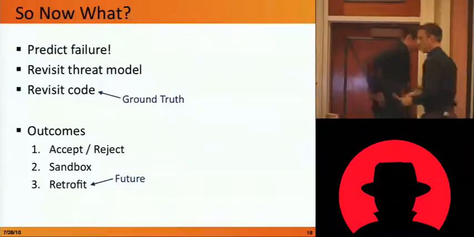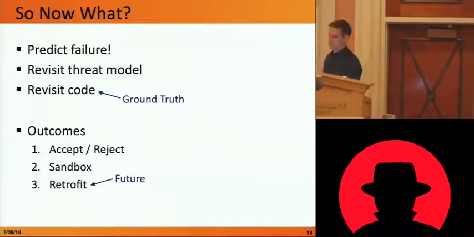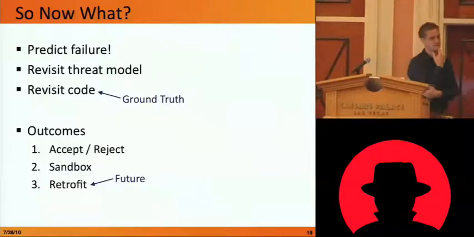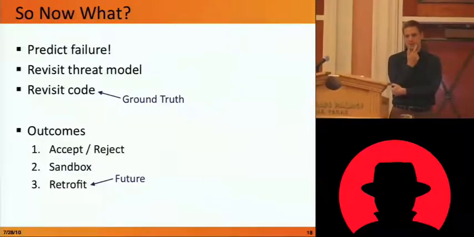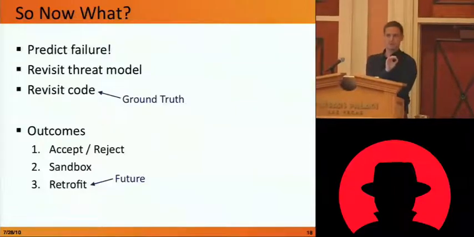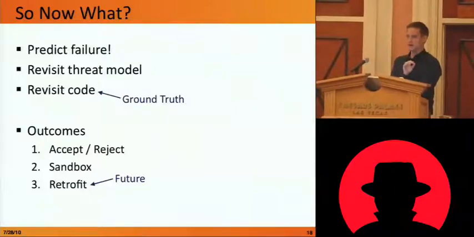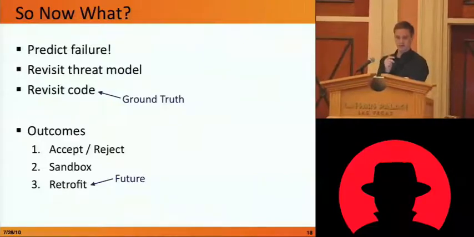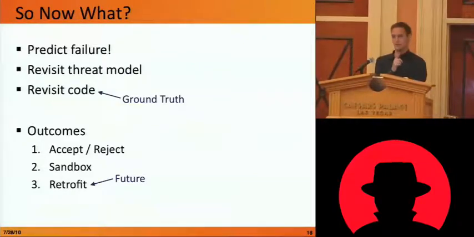OK, so there are three things we're trying to leave you with. First is predict failure. First, it's fun. Second of all, we have to. We have to take the small number of data points that we've been given so far and think about how transitions to the cloud are going to cause failure. Obviously, that involves revisiting the threat model.